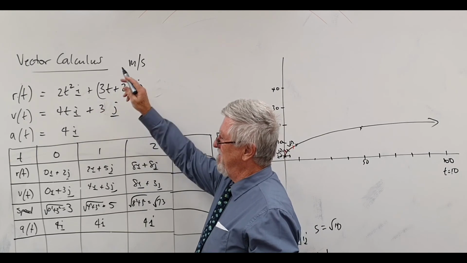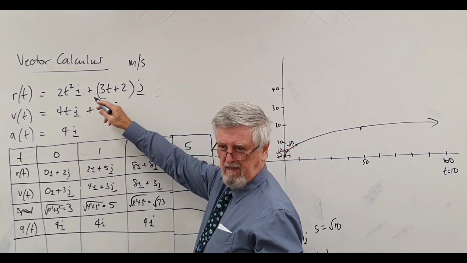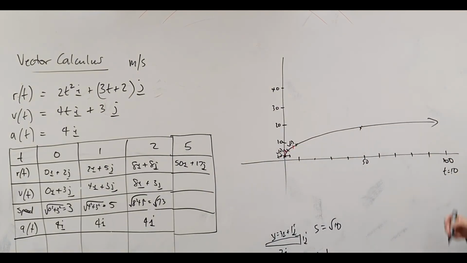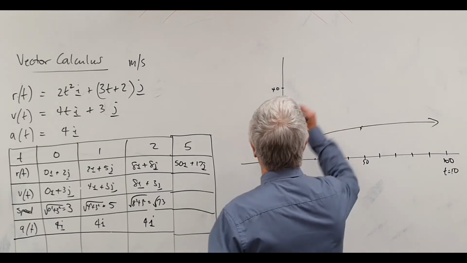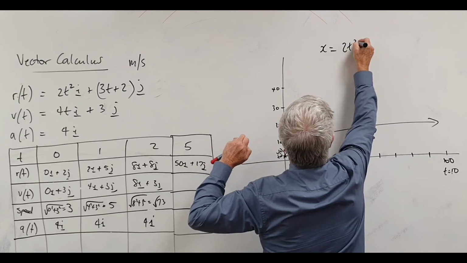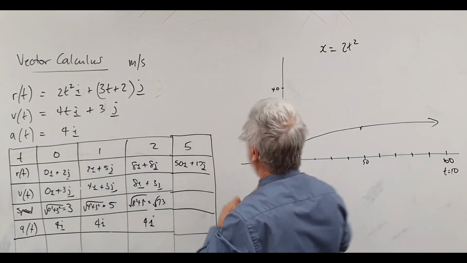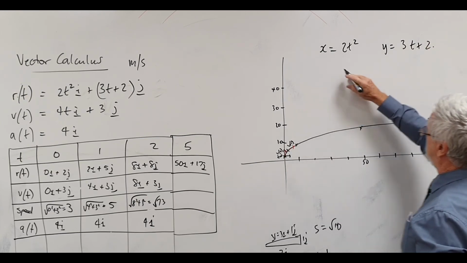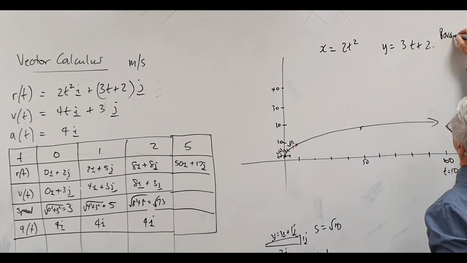Could I change it from this form into Cartesian? Probably. What do you expect that's going to be? Square of a graph? Part of a parabola? So if we looked at the x component, the x bit is 2t squared. What's the y bit? 3t plus 2. And that's called the parametric equation.